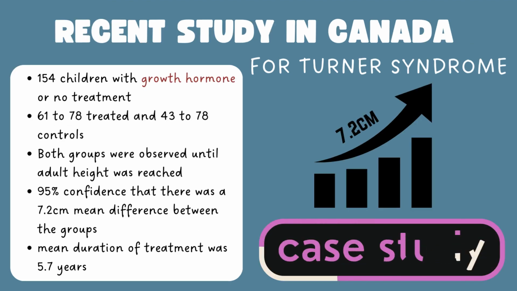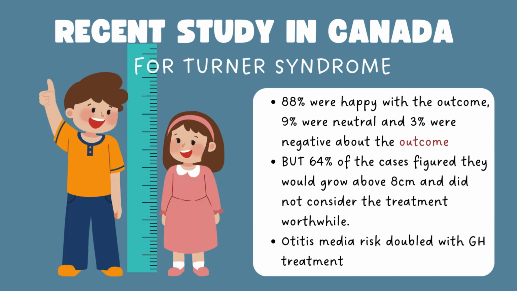A recent study in Canada gave 154 children born with Turner syndrome growth hormone, or no treatment at all. 61 to 78 of the children were treated and 43 to 78 were controls. Both groups were observed until adult height was reached. There was 95% confidence that there was a 7.2 centimeter mean difference between the groups' height from the beginning to the end. The mean duration of treatment was 5.7 years.